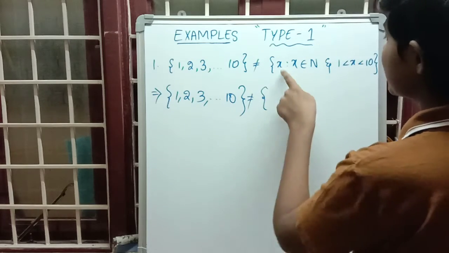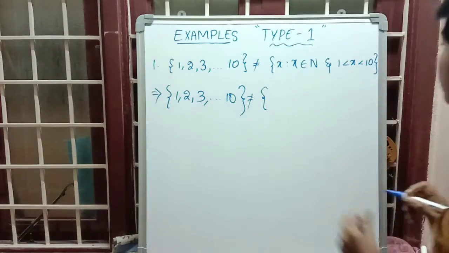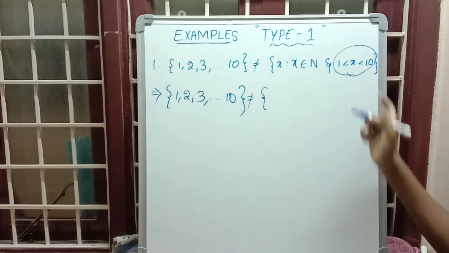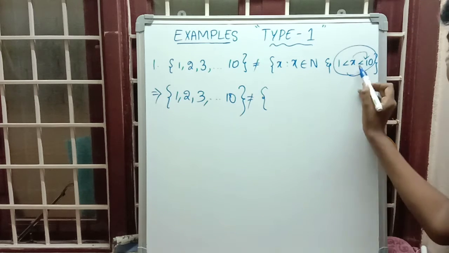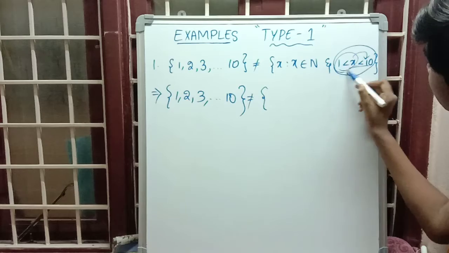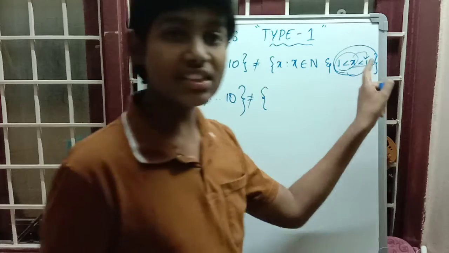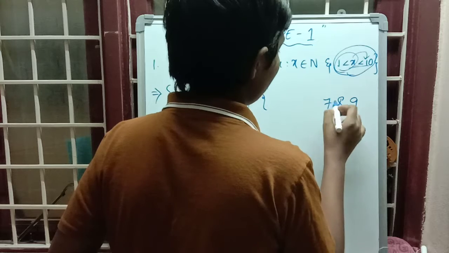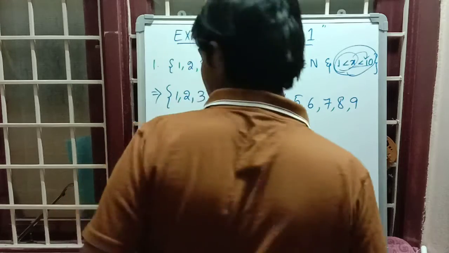Not equal to. The second set says x belongs to natural numbers. Natural numbers start from 1. One more condition is there: 1 is less than x, and x is less than 10. This condition is important here. If we take these two, x is less than 10 and 1 is less than x. So what will come? 9, 8, 7, 6, 5, 4, 3, 2.